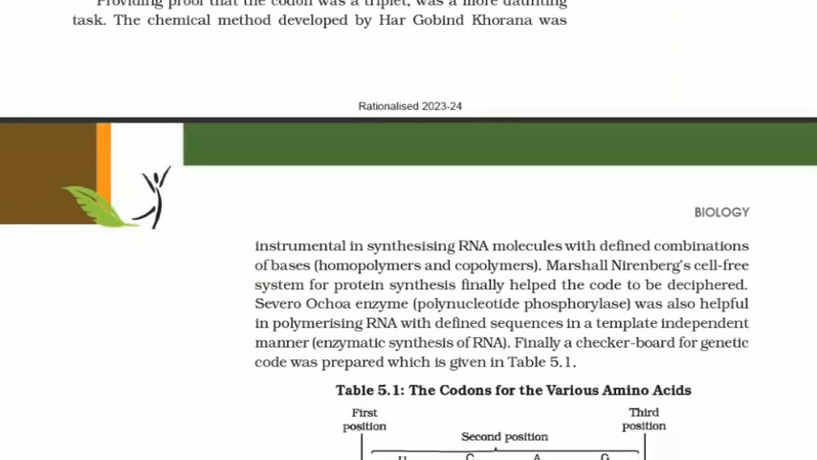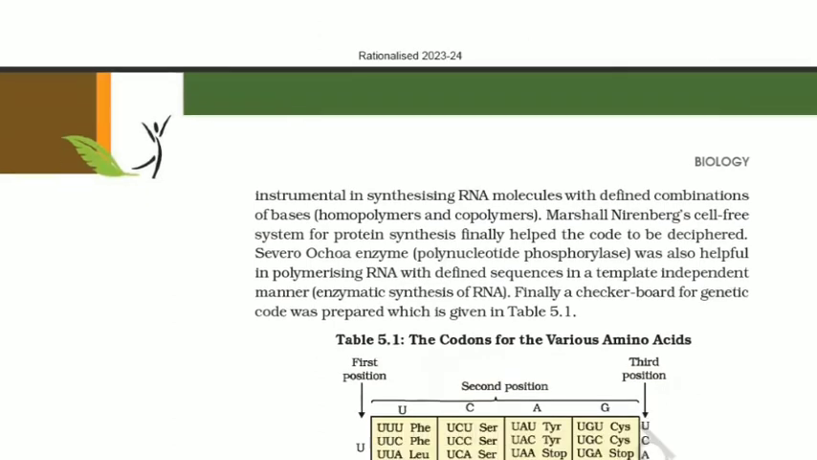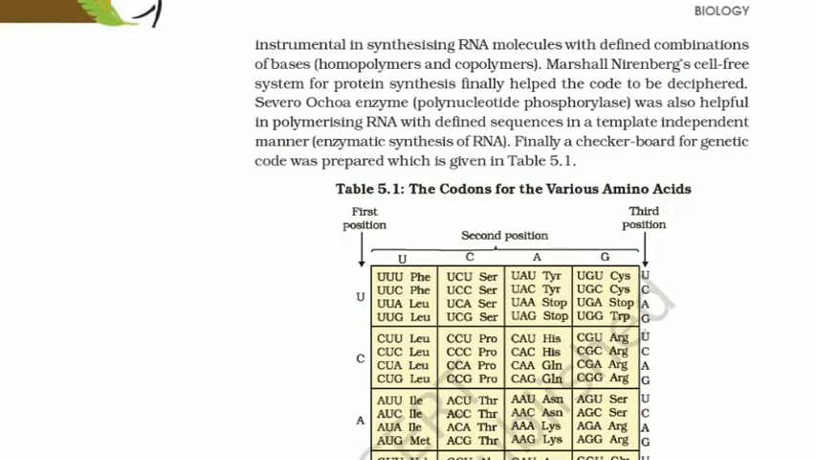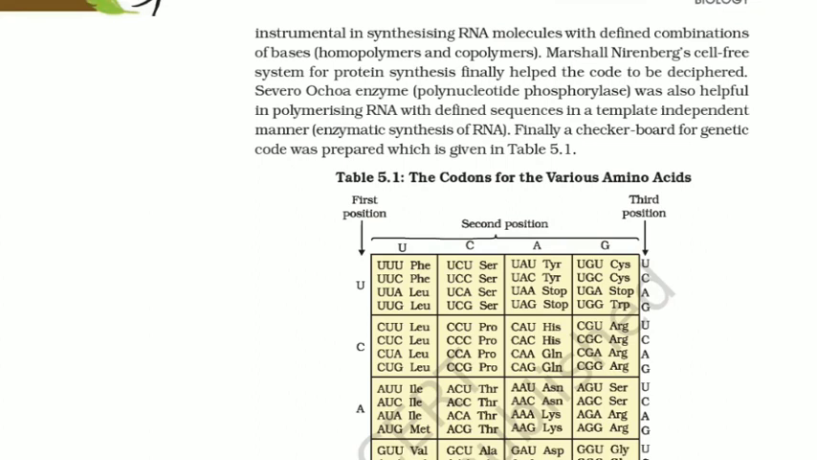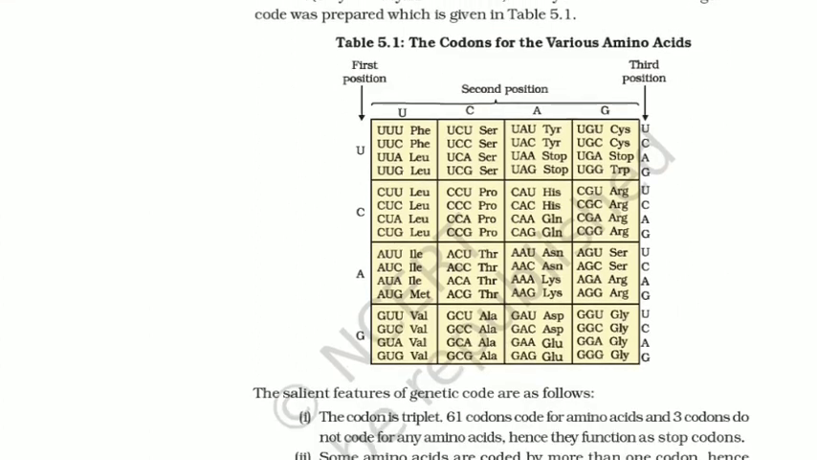The chemical method developed by Har Gobind Khorana was instrumental in synthesizing RNA molecules with defined combinations of bases, that is homopolymers and copolymers. Marshall Nirenberg's cell-free system for protein synthesis finally helped the code to be deciphered. Severo Ochoa's enzyme was also helpful in polymerizing RNA with defined sequences in a template-independent manner. Finally, a checkerboard for the genetic code was prepared, which is given in Table 5.1.